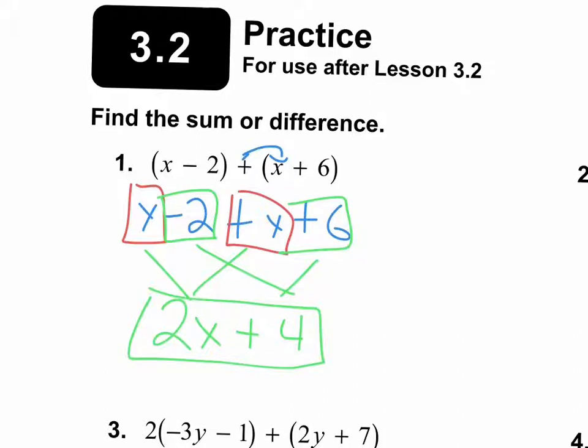These are different expressions. The x minus 2 is an expression, and x plus 6 is an expression. So you're adding two expressions together, so 2x plus 4.